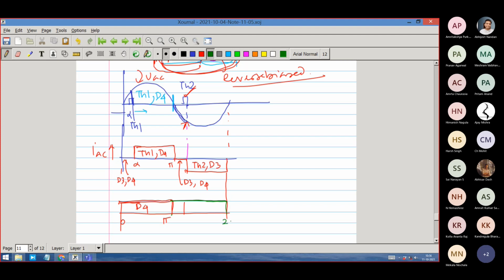Right, this is pi to 2 pi. Who will be conducting? This is D3 conducting. So what does it look like? It looks like the diode is nothing but a thyristor fired at angle 0 degree. Alpha is equal to 0 degree, as if it is being fired at alpha equal to 0. A thyristor you are firing at finite alpha, 30, 40, whatever it is. But as far as the diode is concerned, it is as if the device has been fired at an angle alpha. Is it not?